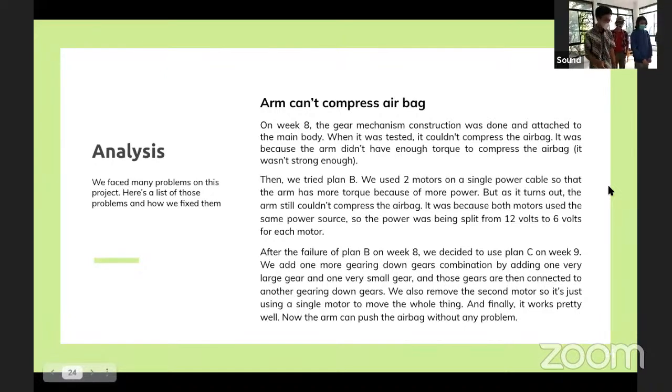In week 8, the first problem we faced was that the arm could not push the airbag. It's because the gear is not strong enough to push the airbag. So we had to add more torque to the mechanism so it can push.